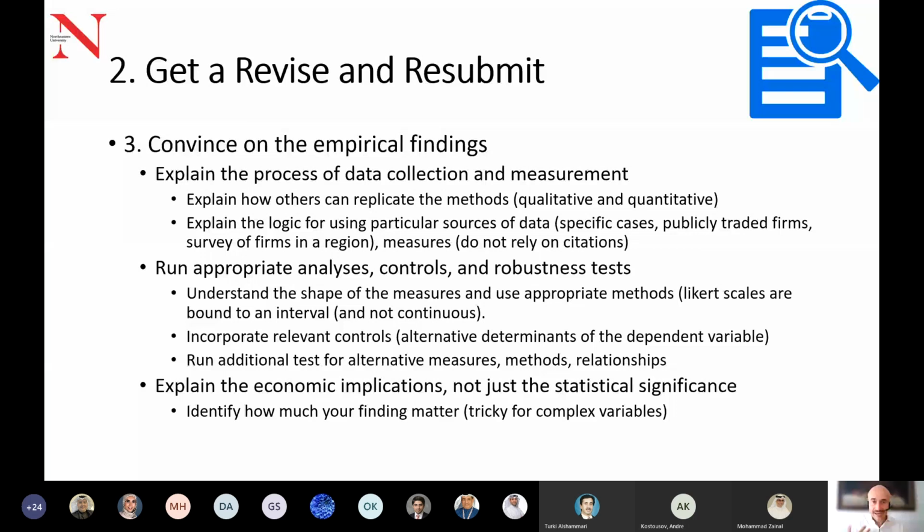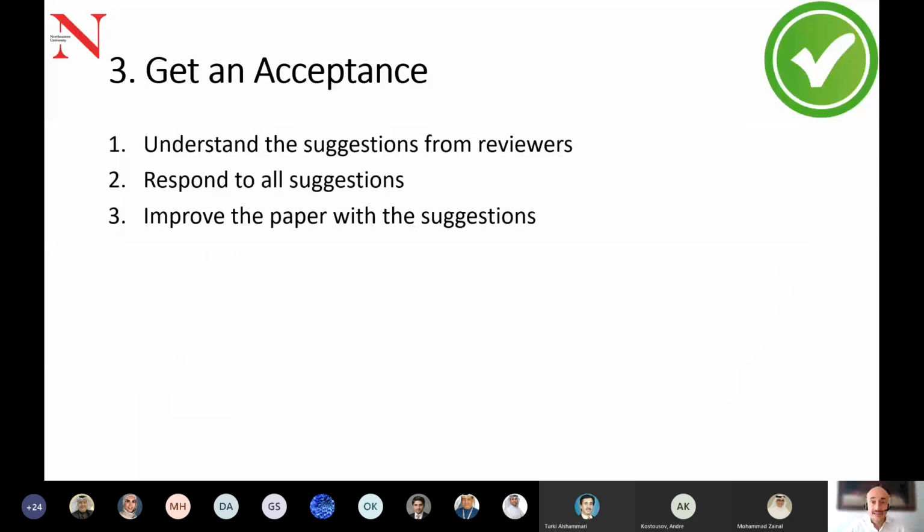This is another way to sell the idea that this is a really important paper, both in the arguments and in the empirical findings. These empirical findings do make sense, and on top of that, they have an impact on the world. And then finally, how do you get an acceptance? How do you answer the reviewer so that you have that conversation with them and then they think that, yes, this is a good paper and it should be published?